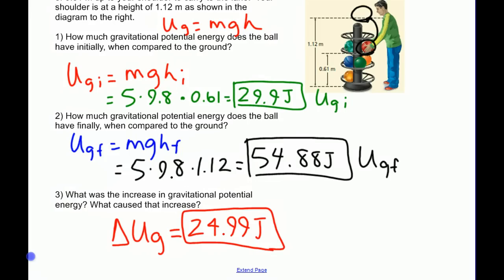Well, the thing that was lifting the bowling ball was you. So you used energy to lift the bowling ball from where it was originally at 0.61 meters up to its maximum height of 1.12 meters. And where did that energy come from? Well, that came from you eating something earlier today. And where did that energy come from? Well, then we get down a very long rabbit hole.